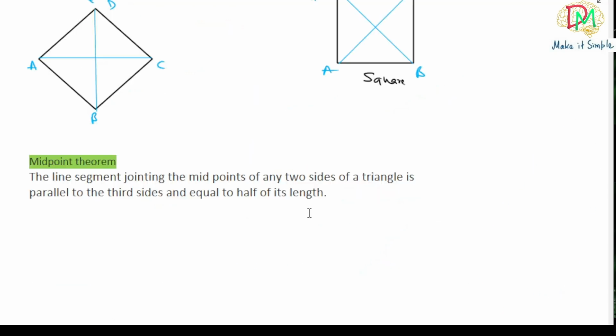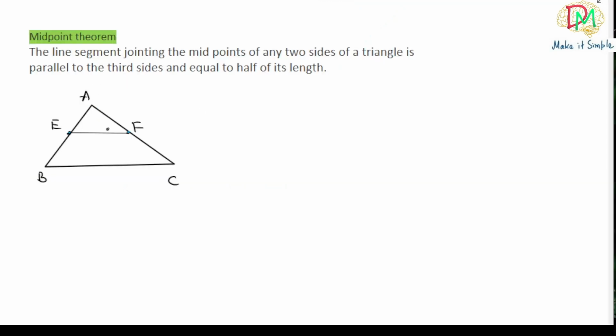Next we learn the midpoint theorem. The line segment joining the midpoints of any two sides of a triangle is parallel to the third side and equal to half of its length. So let's take one example. Here ABC is a triangle and E and F are the midpoints of AB and AC. Now if we connect E and F, we get a line segment EF. And as per the midpoint theorem, EF is parallel to BC and EF is equal to half of BC.